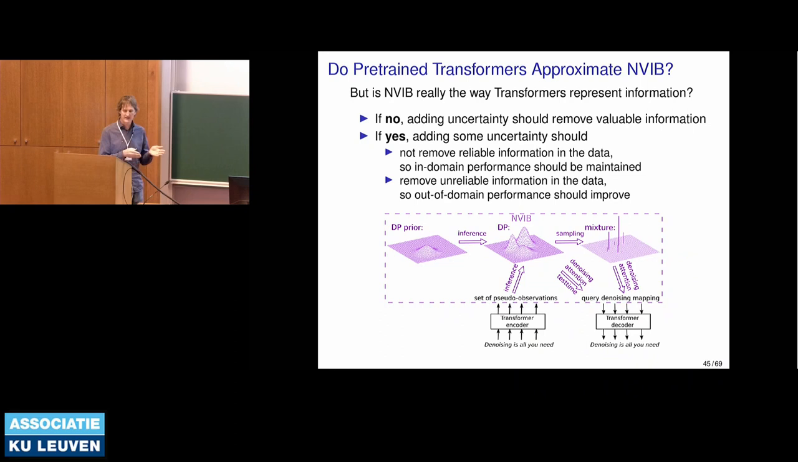If NVIB is a good characterization of the way transformers are representing information, then if we make small changes, so we add small amounts of uncertainty to our representation, that won't remove the reliable information. It will only remove the unreliable information. Things that were unreliable in the data will end up being unreliable in the embedding. So adding a little bit of uncertainty will only remove those unreliable things. So we would expect not to have any degradation in domain and potentially even have better performance out of domain, because those unreliable statistics are one of the reasons you get overfitting.